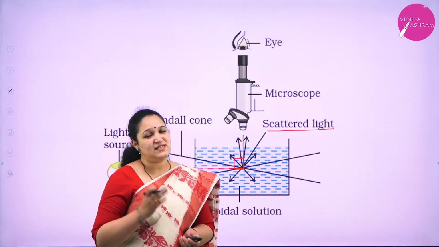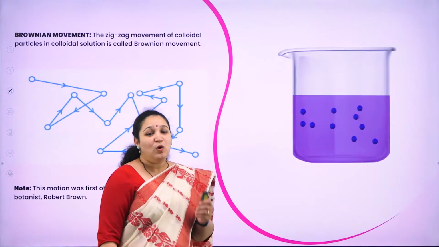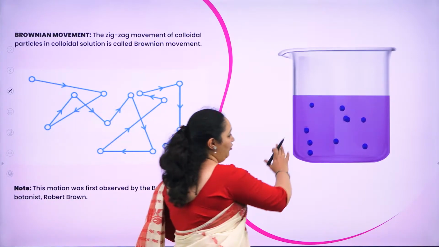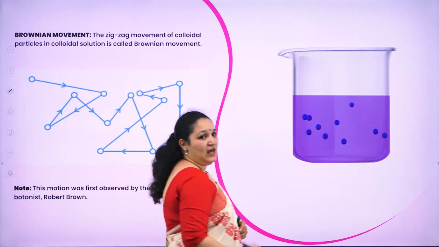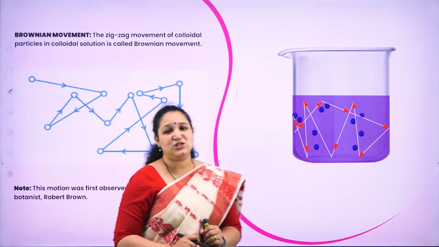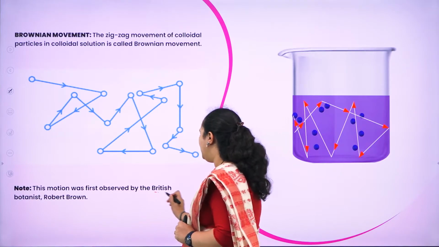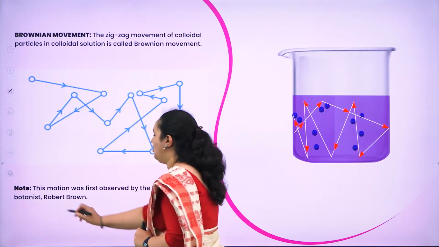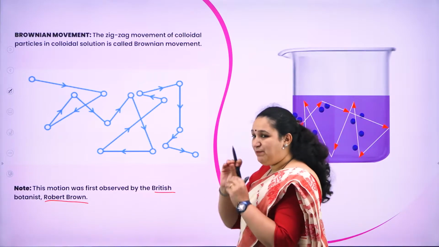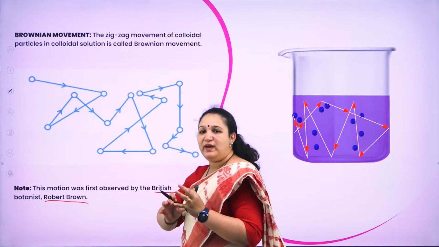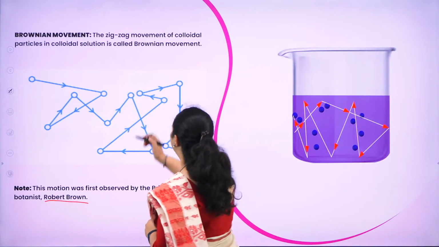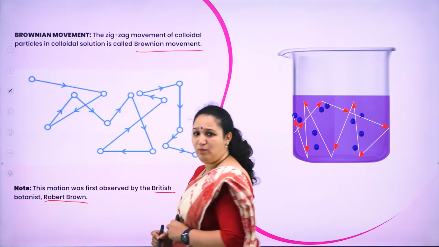Next property is Brownian movement. What is Brownian movement? The zigzag movement of colloidal particles is called as Brownian movement. It was first observed by a British botanist called Robert Brown. So the particles are continuously moving in a colloidal solution. That zigzag movement we call as Brownian movement.